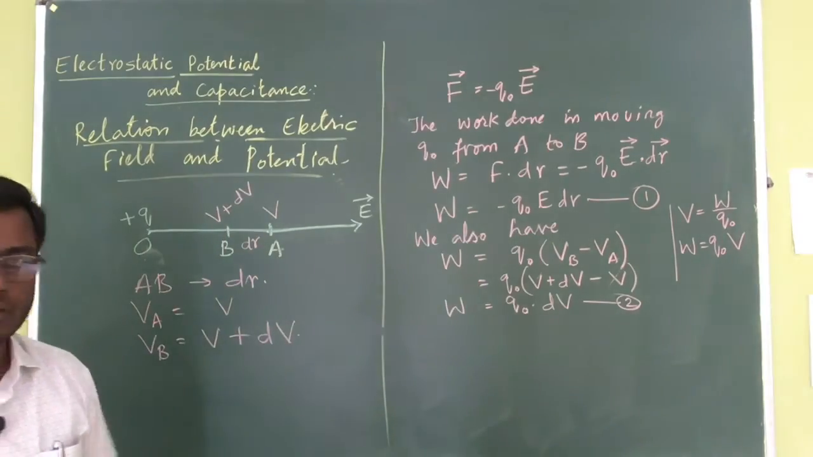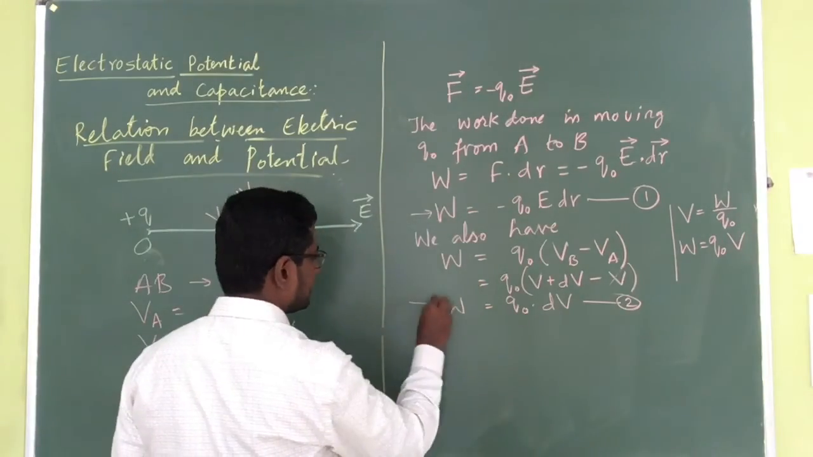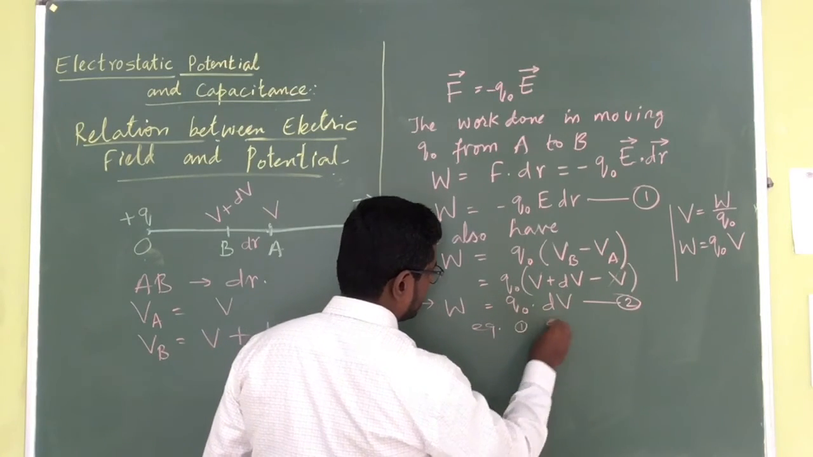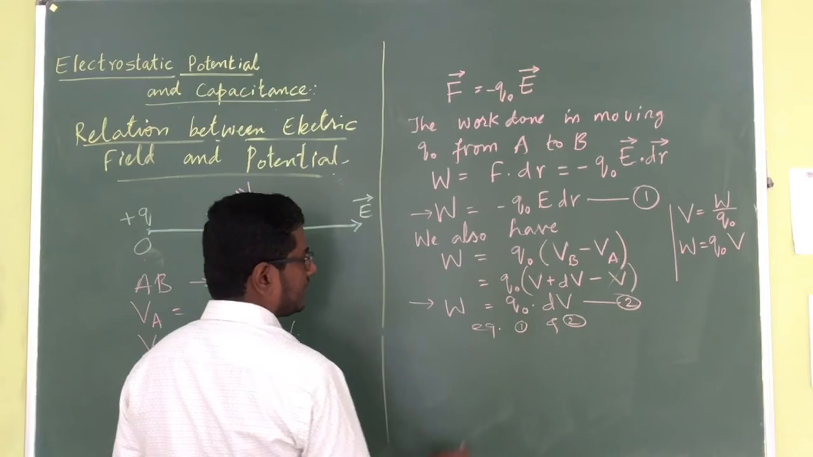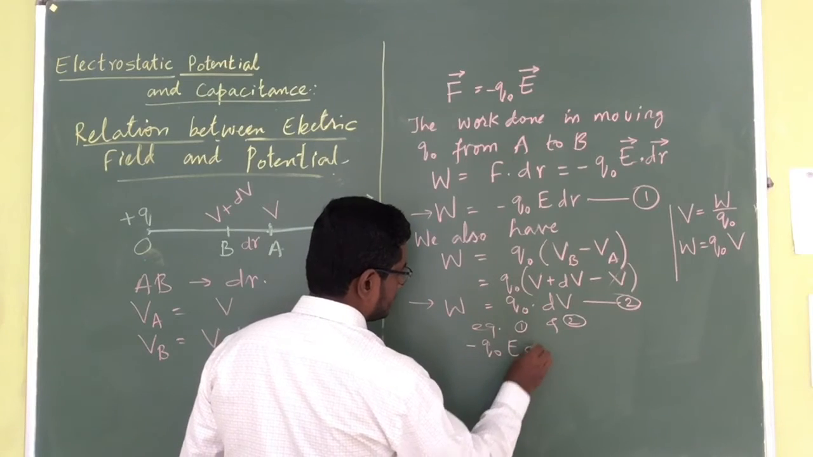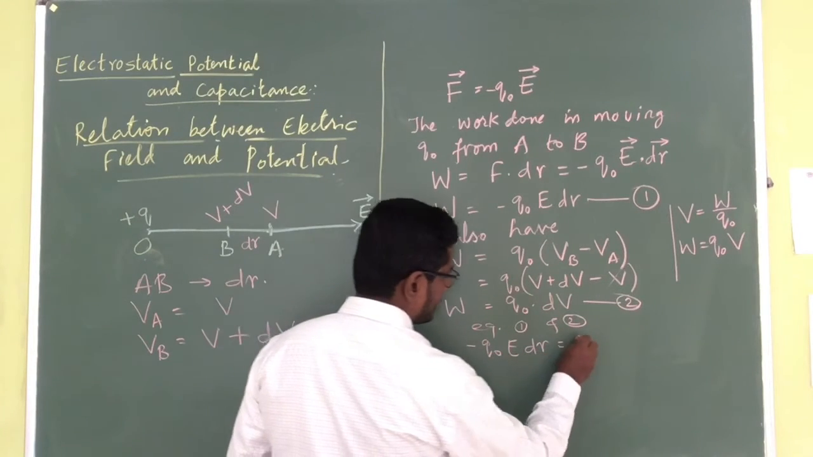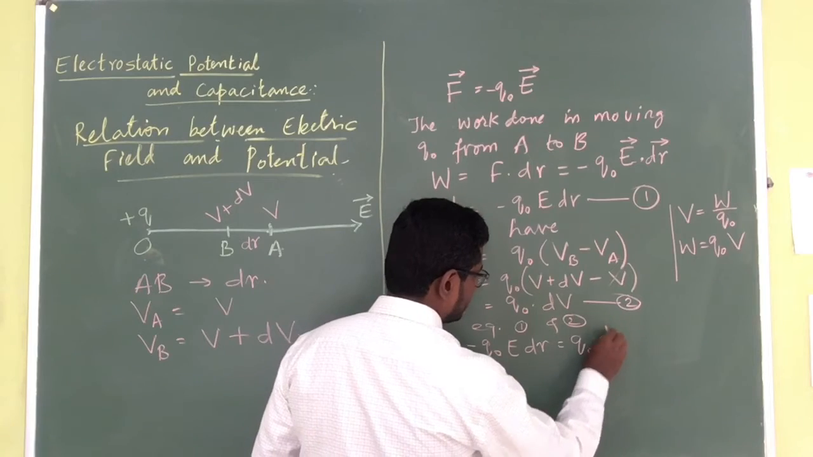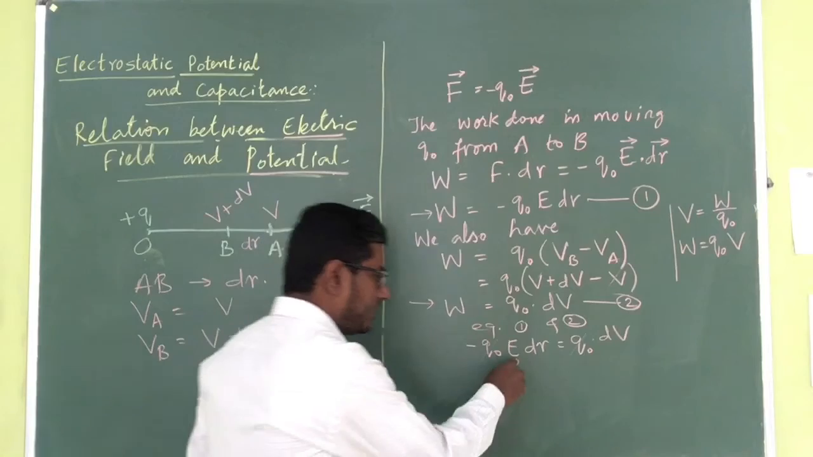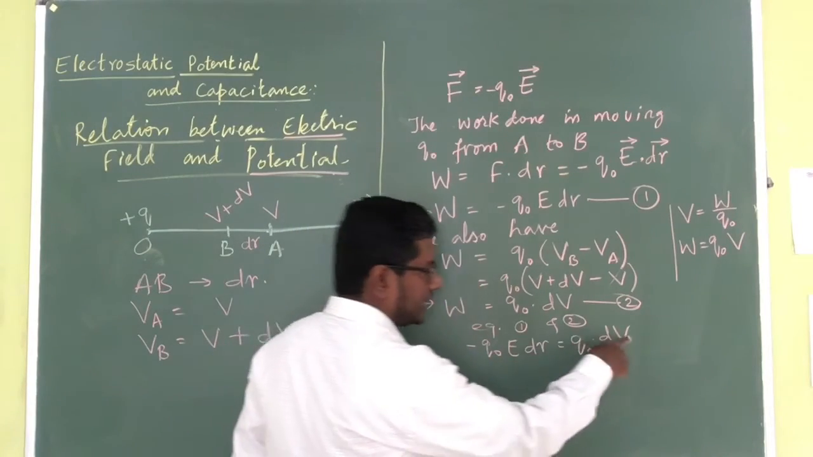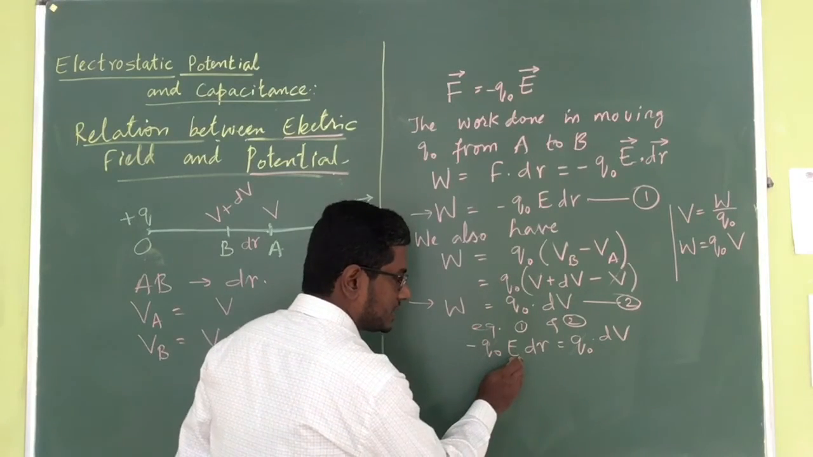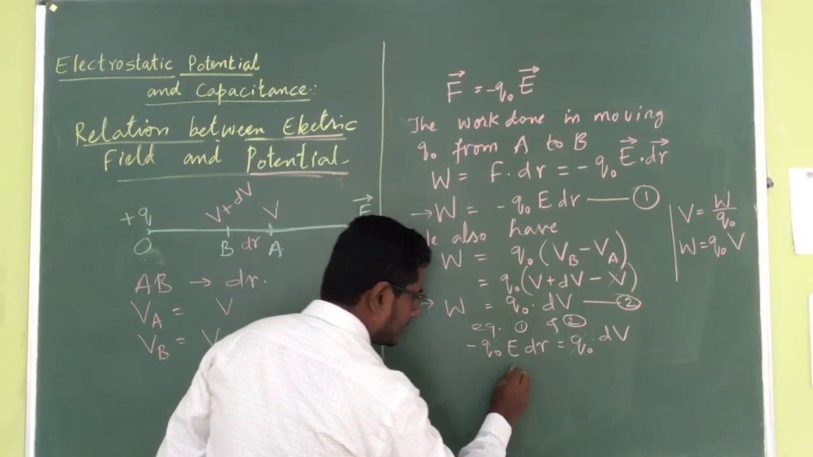I have got equation number 1 and equation number 2. Both the left hand sides are the same, so I can equate the two equations. Equating 1 and 2, what I have is minus Q naught E dr equals Q naught into dV. Immediately I can cancel Q naught. We have the electric field on the left hand side and the potential on the right hand side. Just shift everything except the field onto the right hand side.